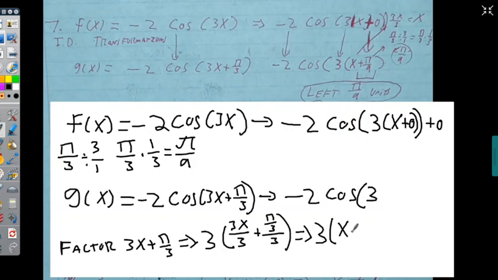So that's x plus what? What's pi over 3 divided by 3? We just did it. Pi over 9. Okay, so we factored out that 3. So we have negative 2 times the cosine of 3 factored out of x plus pi over 9, plus 0. And a red arrow is going to indicate no change.